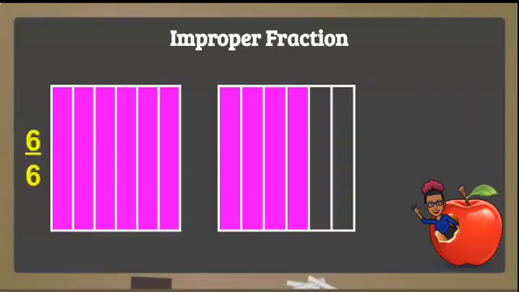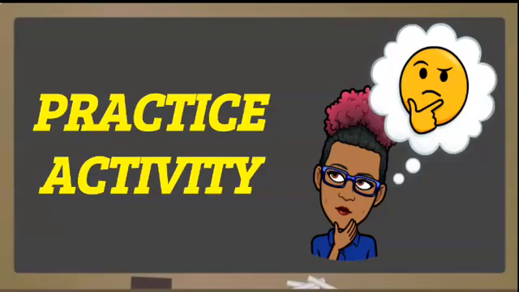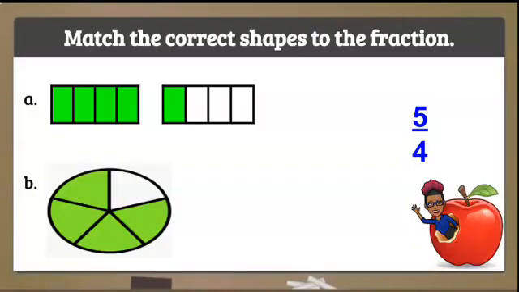So here we have 6/6 and 4/6. 6 and 4 will give us 10/6. Another improper fraction with a numerator greater than our denominator 6. Obviously saying that we're speaking about more than a whole. A whole and 4/6.